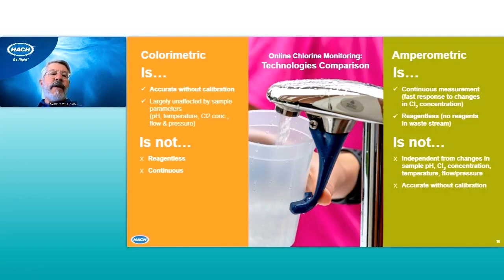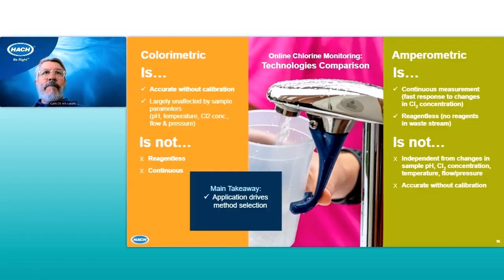So just to wrap up, the colorimetric analyzer is accurate without calibration. It's largely unaffected by sample parameters. The colorimetric analyzer is not reagentless and it's not continuous. It does a batch analysis. The amperometric analyzer is a continuous measurement, and has a fast, continuous response to chlorine concentration. It is reagentless, so no reagents go into the waste stream. But the amperometric analysis is not independent from changes in things like pH, concentration, temperature, flow, and pressure. All of those things can have an effect on how the amperometric sensor reads. It's also not accurate without periodic calibration.